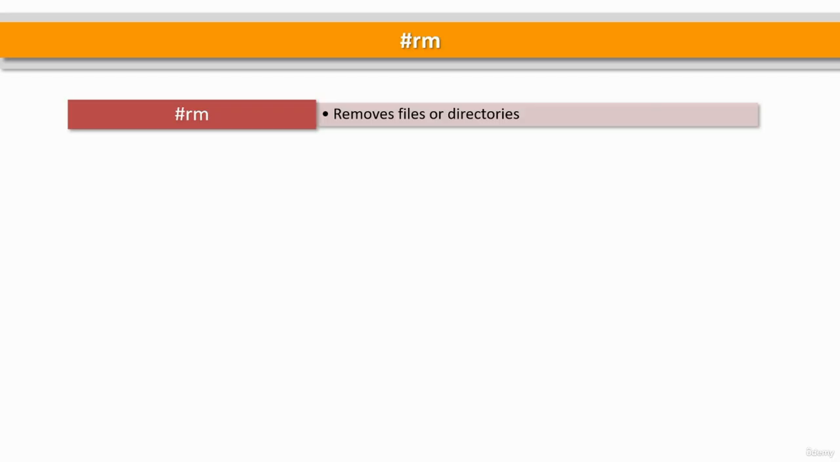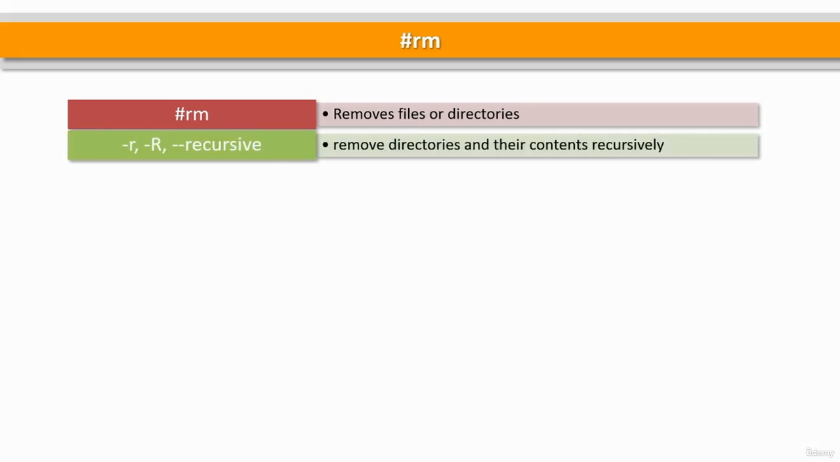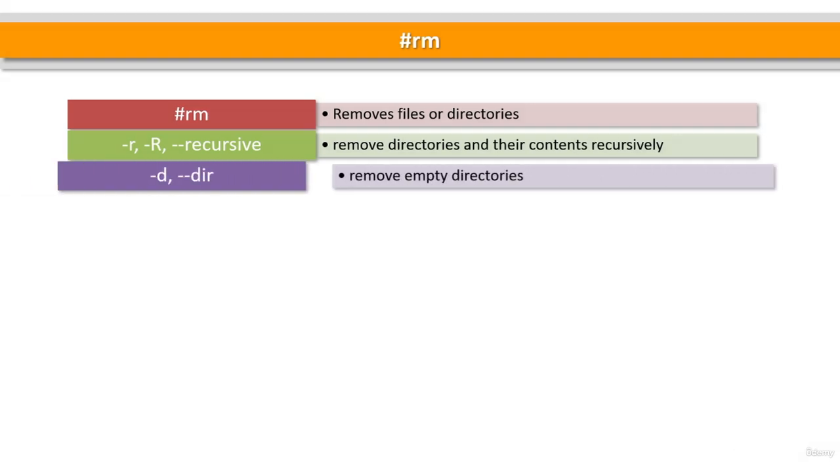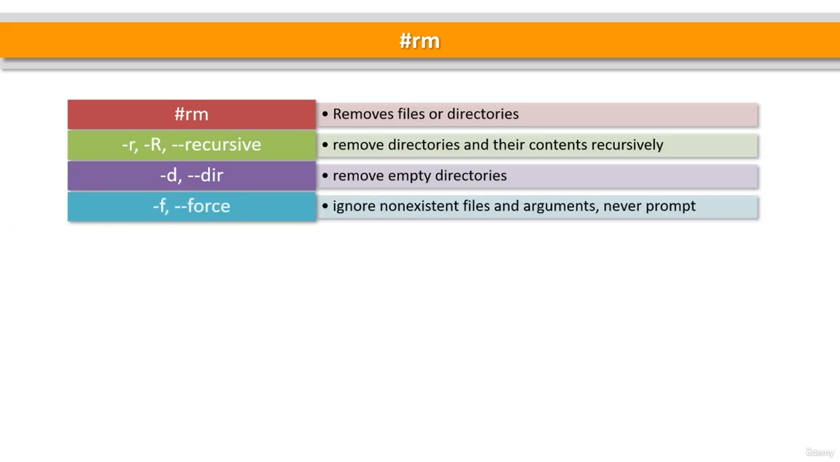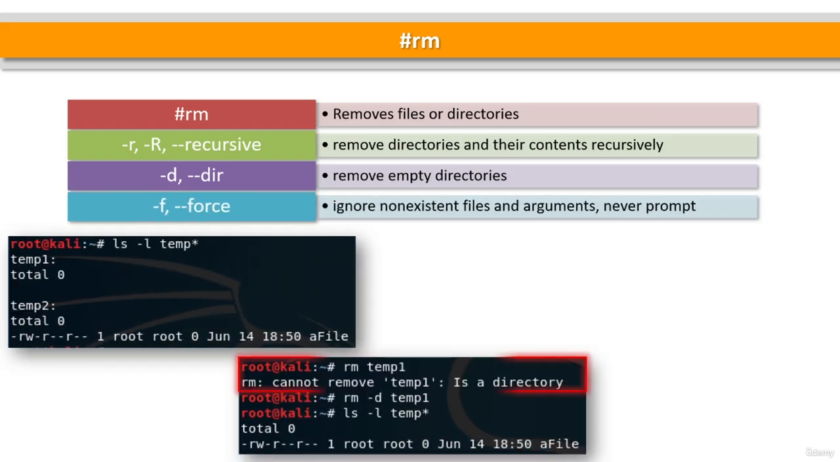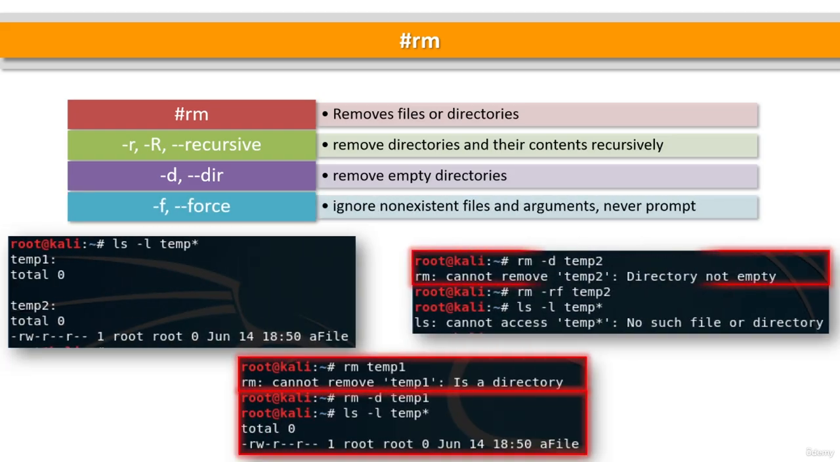RM. It stands for remove. So, the RM command is used to remove objects such as files, directories, symbolic links, and so on and so forth from the file system of Linux. The dash R parameter is used to remove directories and their contents recursively. Dash D parameter is used to remove empty directories. Dash F parameter is used to ignore non-existent files and arguments.